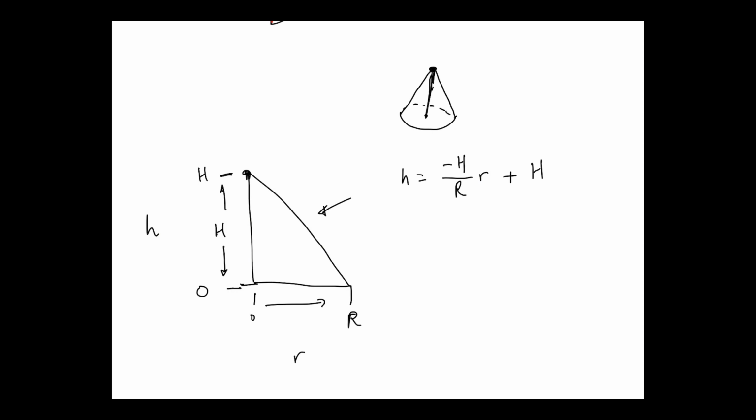Then I need to know what would go in front of the x, if you will, would be whatever the slope is. Well, what's the slope of that line? It drops capital H units and runs capital R units. So the slope is rise over run, negative because it's going down, H over R. Okay, and now we've got the equation for that line. Okay, does that make sense?